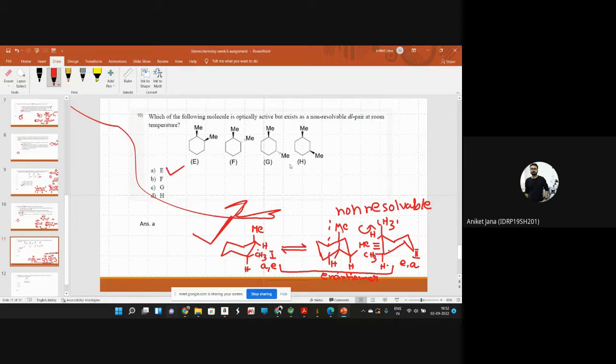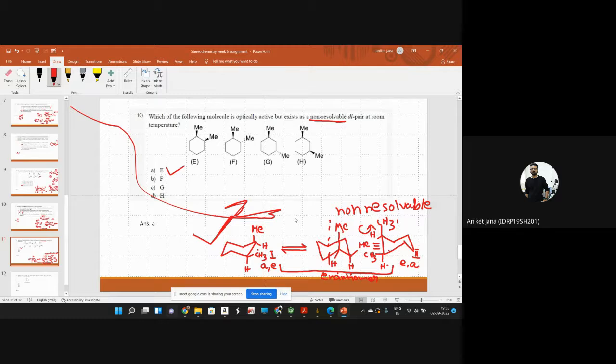If we draw the other structures, then you will get some resolvable DL pair. Some will be meso compounds, like this one. There will be a sigma plane. If we draw this in the chair conformation, a sigma plane passes through it, so this is not optically active. In the case of the other, they are a resolvable pair. But we have to find the non-resolvable DL pair here. So compound 1 and compound 2, though optically active, are interconvertible between each other at room temperature. That is why we are getting a non-resolvable DL pair.